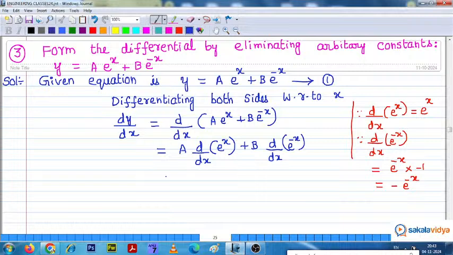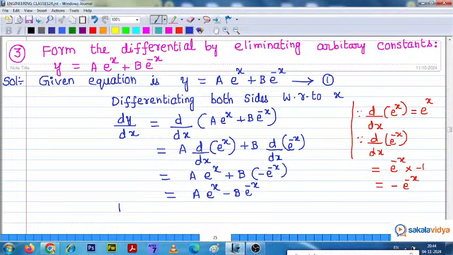So, let us substitute this equal to a times e power x plus b times negative e power minus x, because the derivative of e power minus x is minus e power minus x. So, this can be written as a times e power x minus b times e power minus x. So, again differentiate with respect to x in order to eliminate both the arbitrary constants, which are nothing but a, b.